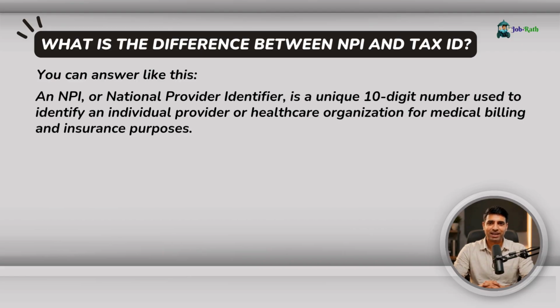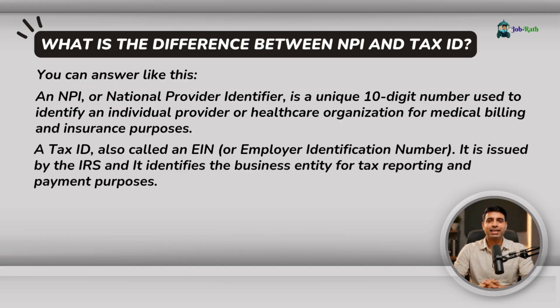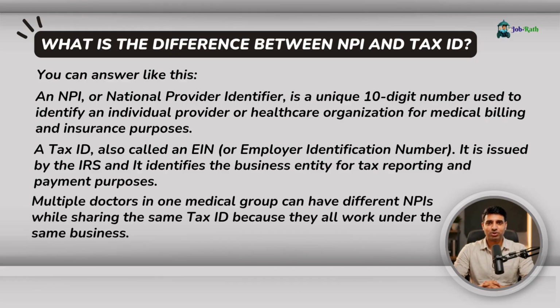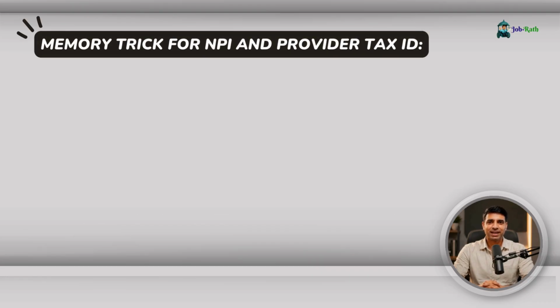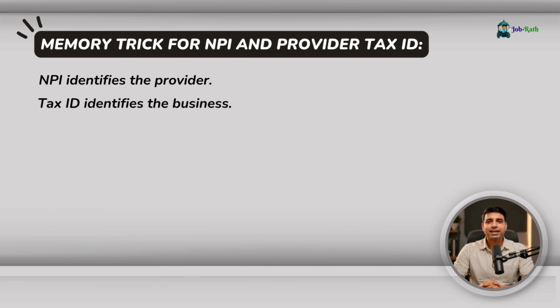An NPI or National Provider Identifier is a unique 10-digit number used to identify an individual provider or healthcare organization for medical billing and insurance purposes. A tax ID, also called an EIN or Employer Identification Number, is issued by the IRS and it identifies the business entity for tax reporting and payment purposes. Multiple doctors in one medical group can have different NPIs while sharing the same tax ID because they all work under the same business. So here's today's memory trick. NPI identifies the provider. Tax ID identifies the business.